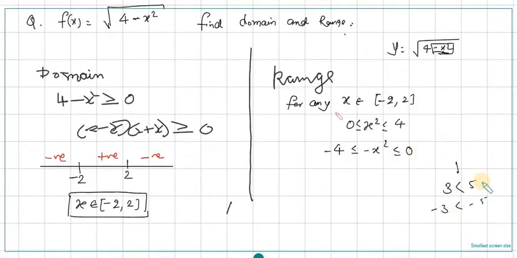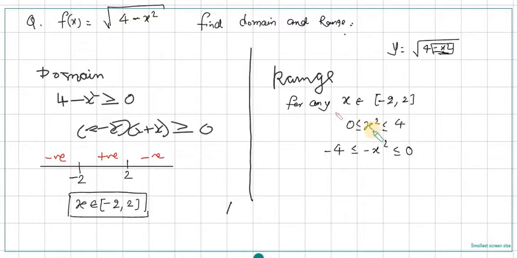Is 3 less than 5? If I multiply by minus, minus 3 will be more than minus 5. It means in this inequality, minus 3 will be more than minus 5. So I am saying the same thing. Now, if I multiply by a negative sign, the inequality will reverse. So here also the same thing applies, that x square is lying between 0 and 4.